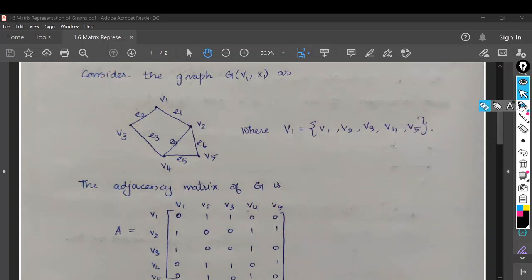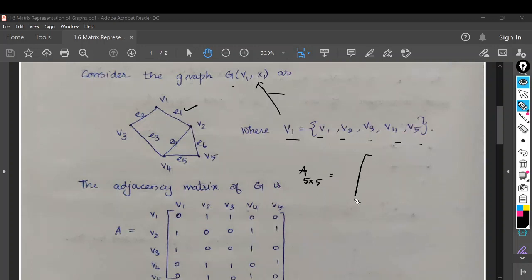Here we are given a graph G with a vertex set V. The graph is given this way, where V is the vertex set of this particular graph and the vertices are V1, V2, V3, V4, V5. For this particular graph, we are asked to draw the adjacency matrix. The adjacency matrix is defined as A. Since the number of vertices is 5, it is going to be a 5 cross 5 matrix.